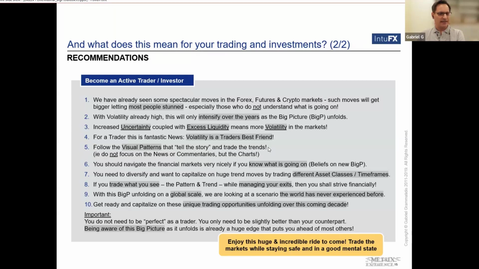Because when it's getting into a bubble, it goes vertical, exponential, which is what we've seen with the crypto market several times over the last years. So we're going to see a lot of asset classes behave very similar to the cryptocurrencies, get into an exponential bubble trend, and then end, and then money goes into another exponential bubble trend with another currency or asset class. So the visual patterns tell the story, and trade the trends. That's basically it, right?